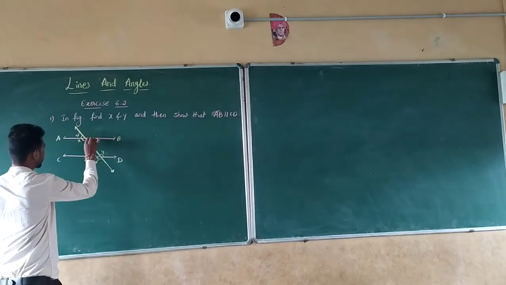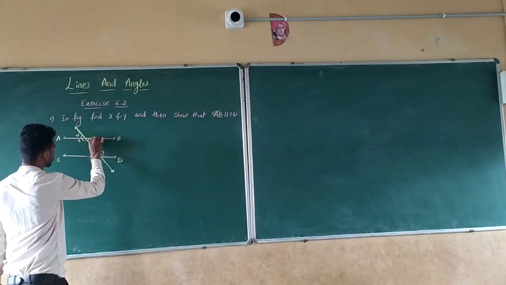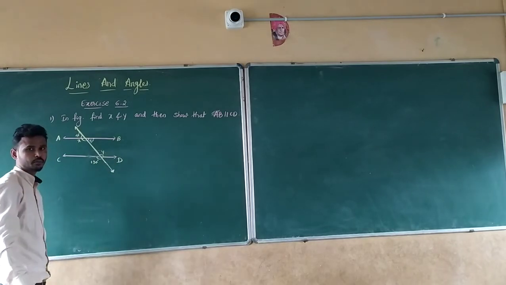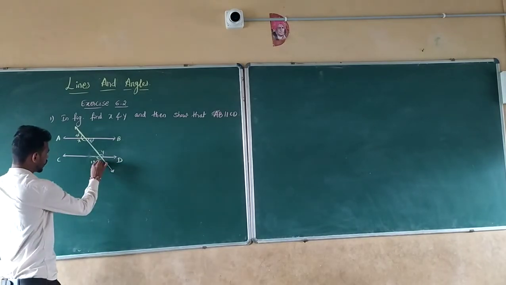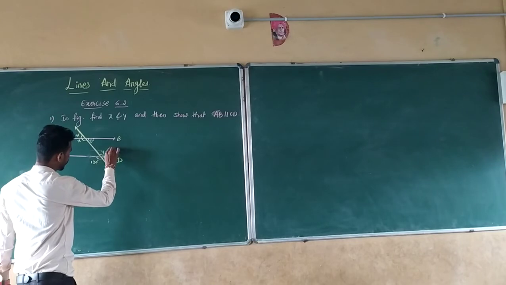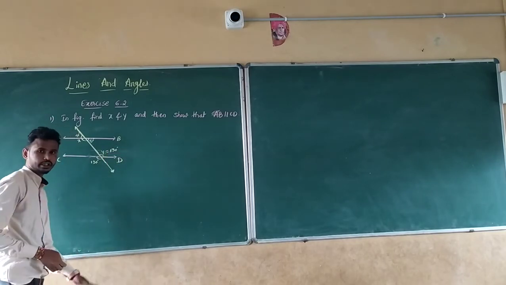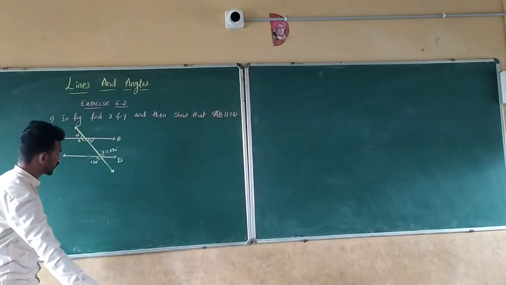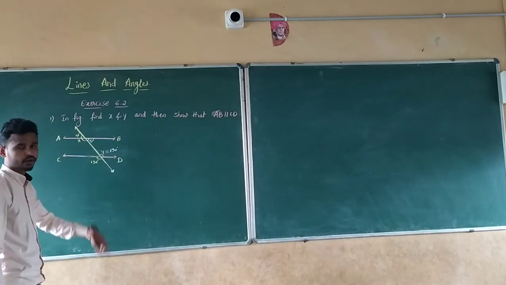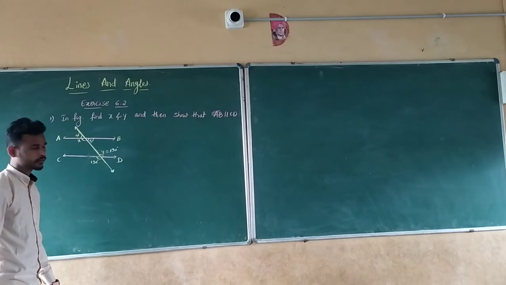So here this is 50 degrees, and this angle will become how much? 50 degrees, because vertically opposite angles are equal. And here 130 degrees, directly you will get the y value as 130 degrees. Vertically opposite angles are equal. Then you need to find the x value, and you need to show that AB is parallel to CD. So let us see.